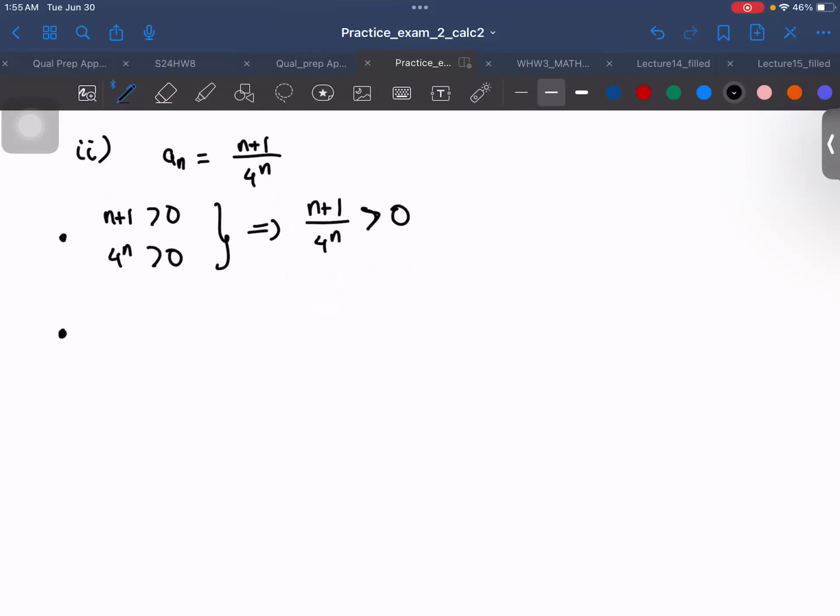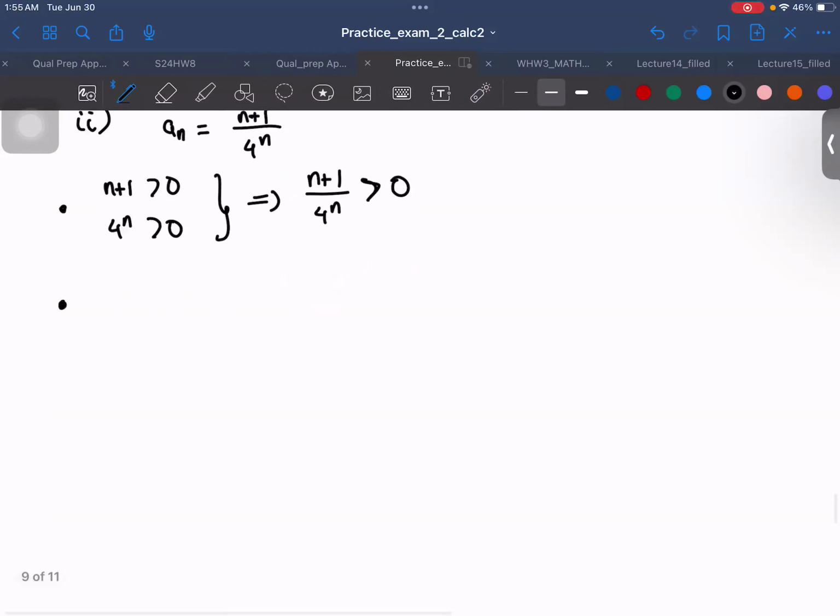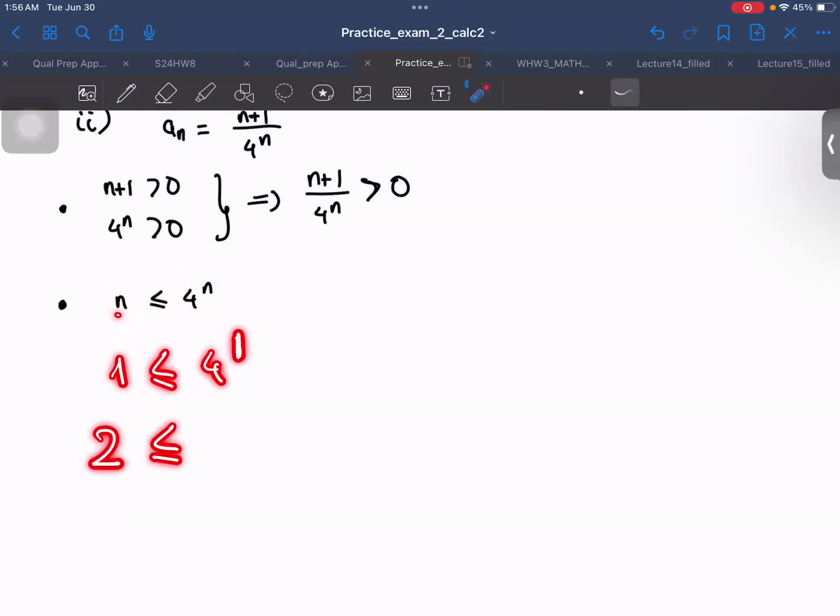Okay, so can we find the upper bound for the sequence as well? From here, I would say that n is less than 4 to the n, right? Because this is the linear function, this is the exponential function, and the exponential function is only larger than the linear function. Or if you want, you can check with several values. If n is 1, you have 1 less than 4 to the power of 1. If you have 2, you have 2 less than 4 to the 2. If you have 3, you have 3 less than 4 to the 3.